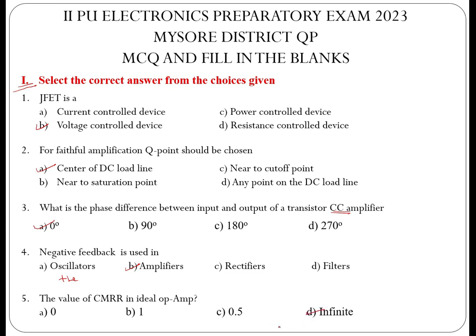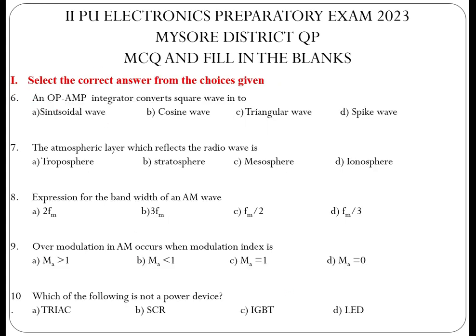In the last video, part 3, I have given in detail what are the 5 parameters for which the ideal op-amp value will be infinite. Sixth question, an op-amp integrator converts square wave into, this also in the previous video they have asked sine wave, there I have explained. So square wave, if you give it to an integrator, will give you triangular wave.